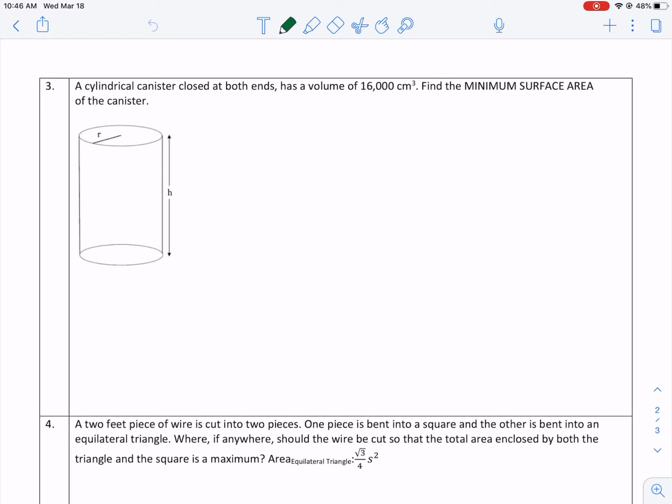All right, so number 3 says a cylindrical canister is closed at both ends. That just means it's solid and you have this full can, and the can has to have a volume of 16,000 cubic centimeters. This is going to be your constraint. That is the volume that's not changing. It's constantly going to be 16,000. You want to find the minimum surface area. You want to minimize the surface area.